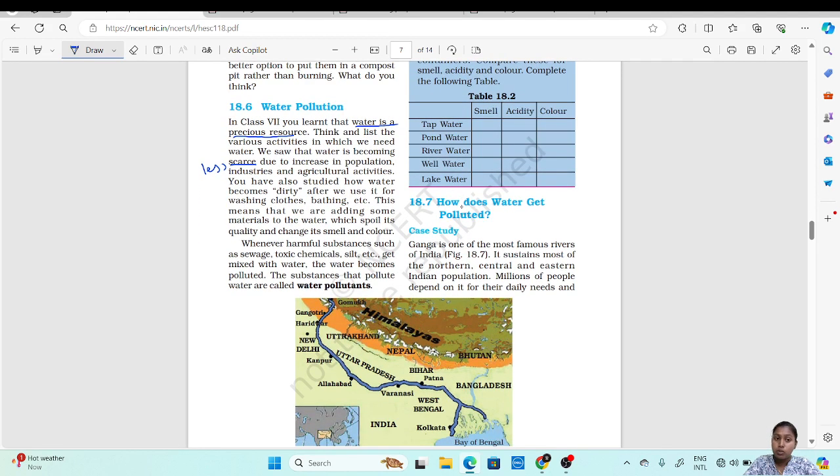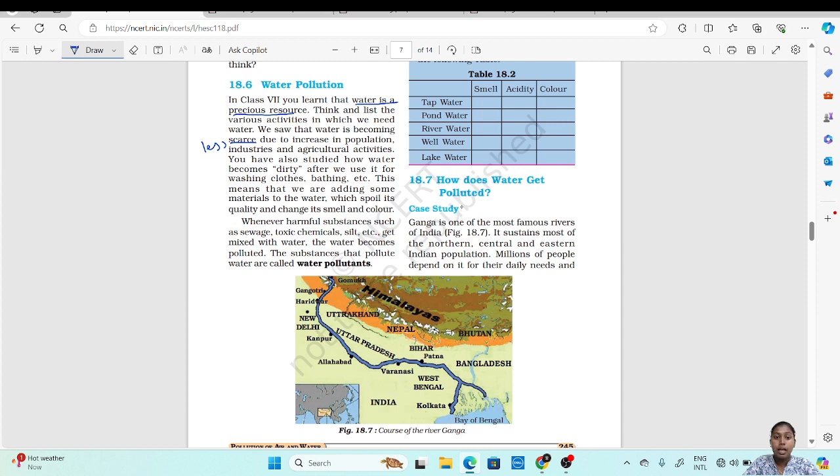Now, we have also seen how water can become dirty after we use it for washing clothes, bathing, etc. Once we use this water for bathing, what happens? We mix in soap, washing clothes, washing utensils, anything we do at home. This water is getting dirty, right? It gets mixed with the soap water, the waste water. So that's how water can get dirty. This means we are adding some materials to the water which spoil its quality and change its smell and color. Once you mix soap into the water, it changes its color, and it also changes the smell.